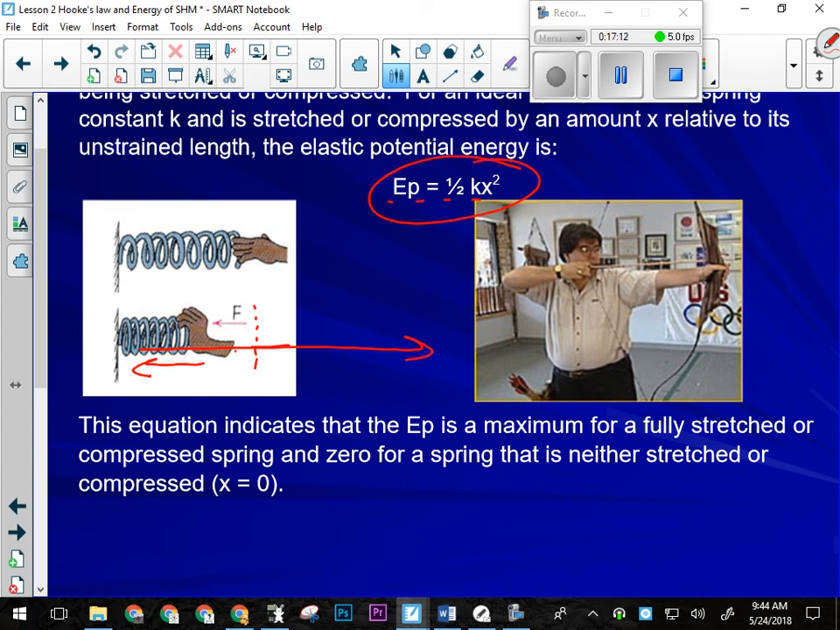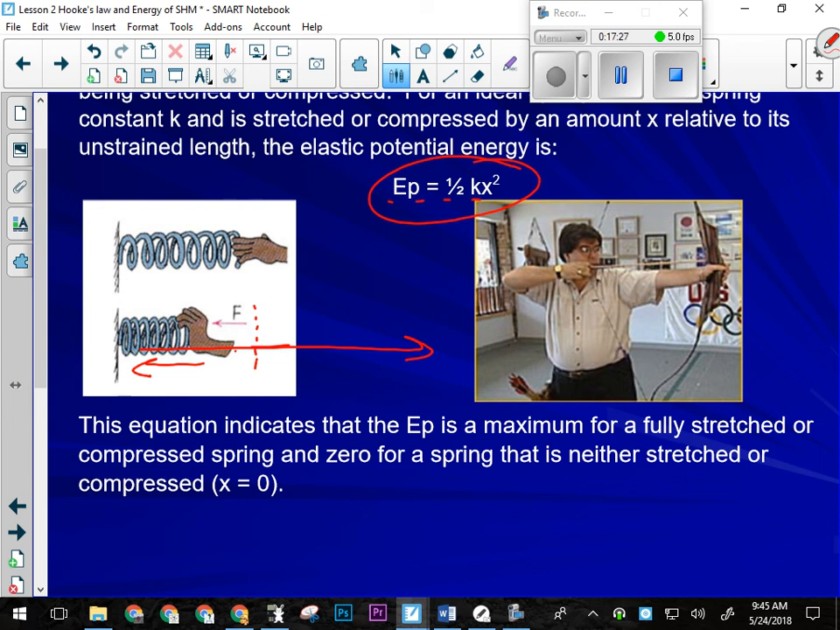So the whole reason that a mass oscillates back and forth on a spring is the same reason a roller coaster moves on the track. It's constantly converting potential energy into kinetic energy, and it just oscillates back and forth.